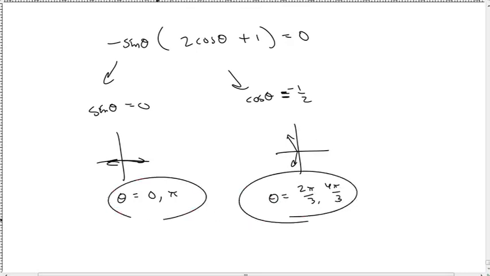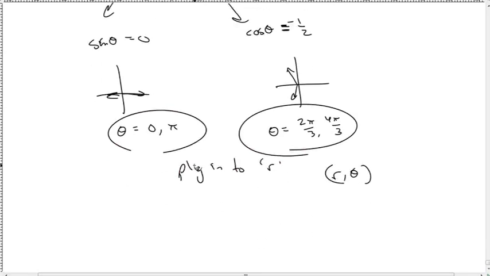And so again, you plug them back in, plug into R to get your R theta format that they're looking for in WebAssign. And that is it.